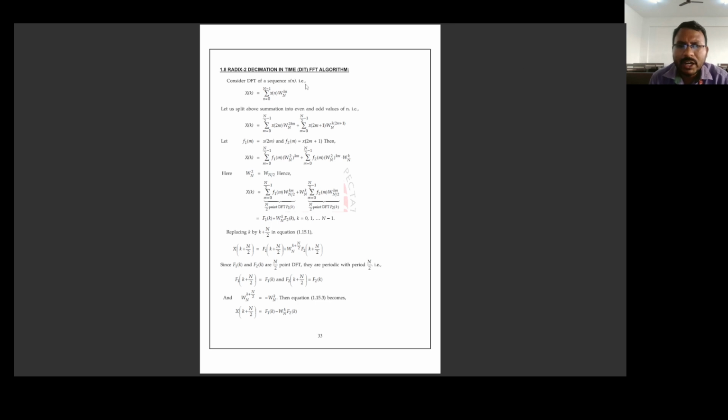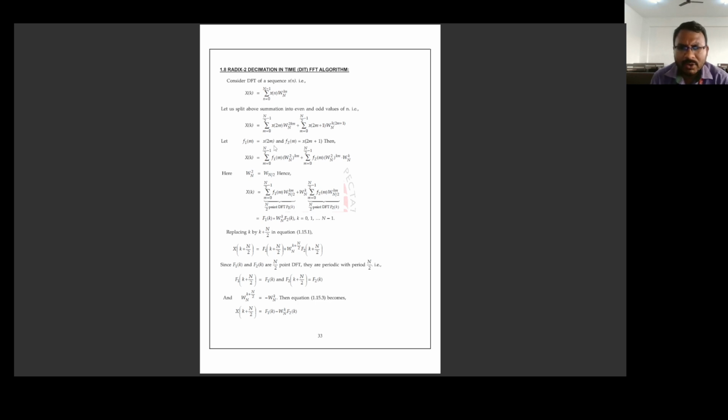First we are going to see the radix 2 decimation in time FFT algorithm. In this FFT algorithm, we use the DFT formula, X of k equal to summation n equal to 0 to N minus 1 x of n W_N^kn. We split the summation into even and odd values. In decimation in time, we split into two parts, even samples and odd samples, so the number of samples is divided. That is X of k equal to summation m equal to 0 to N by 2 minus 1 x of 2m W_N^2km plus summation m equal to 0 to N by 2 minus 1 x of 2m plus 1 W_N^k(2m plus 1).